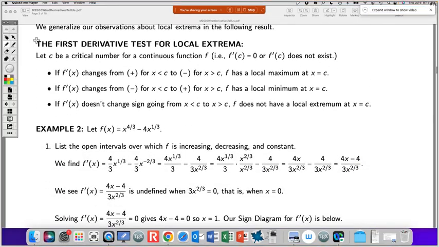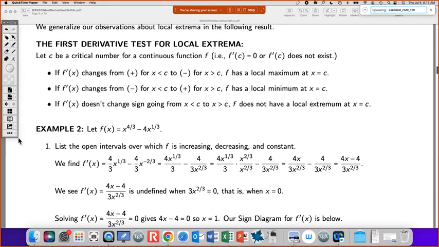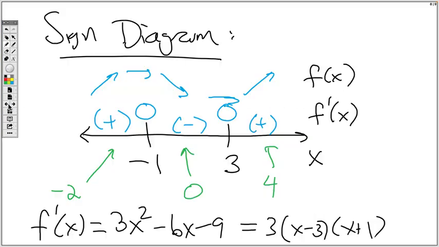So this is an example of that. If f prime changes from positive to negative, then you've got a local max. If it changes from negative to positive, then you've got a local min. If it doesn't change at all, then that means the function flattens out or does something goofy, and then just continues on its way. We'll see that in the next example. All right, so there is no local max or min.